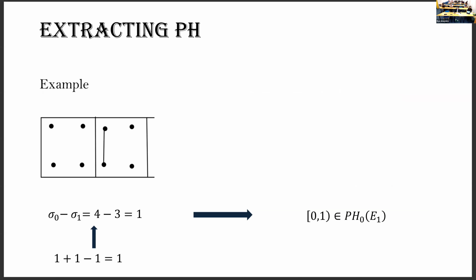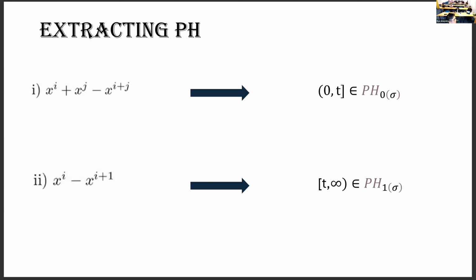So here's an example. Here we have an edge filtration. We subtract the polynomials at respective times 0 and 1, and we get 4 minus 3, which is 1. That 1 can be represented as 1 plus 1 minus 1. And that is the first instance, where we have x to the 0 plus x to the 0 minus x to the 0, plus 0. And thus we have a point (0, t) in the 0-dimensional persistence diagram associated to sigma.